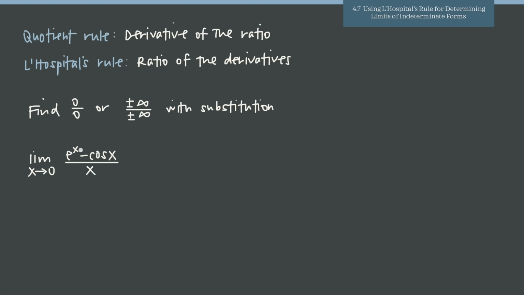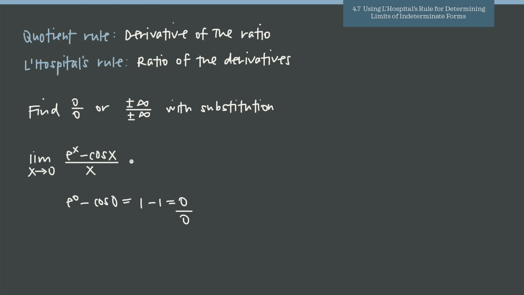So in this problem, we would plug in x equals 0, and we would get e to the 0 minus cosine of 0. e to the 0 is 1, cosine of 0 is 1, so we get 1 minus 1 or 0. And then in the denominator, when we plug in x equals 0, we get 0 in the denominator. So we end up with 0 over 0 as the indeterminate form.